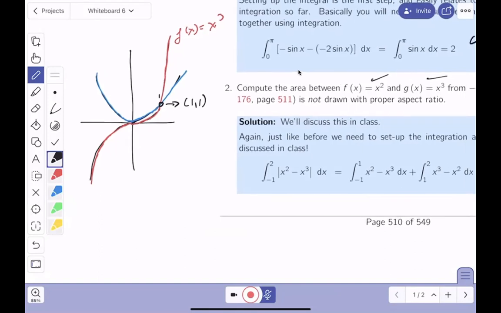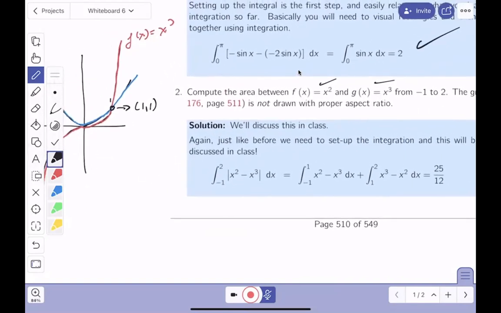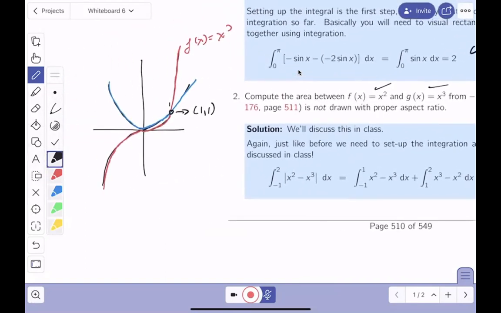Well, I have to know from where to where. They say from -1 up to 2. So I'm going to say -1's over here, and then up to 2. I'm going to say 2's over here somewhere. No, it's not drawn to scale. Let me extend this over here.